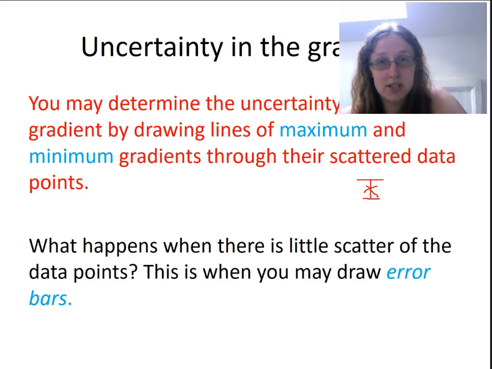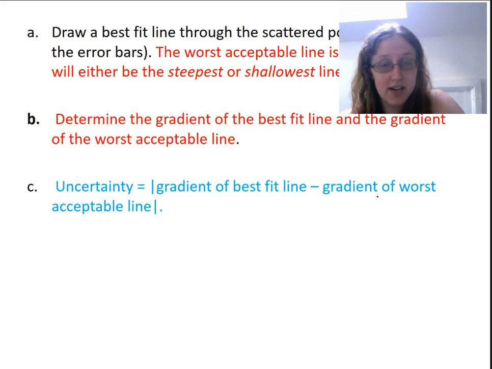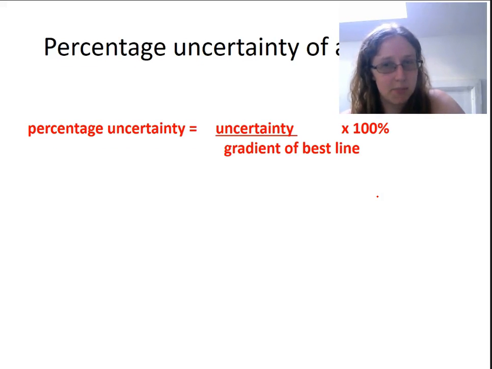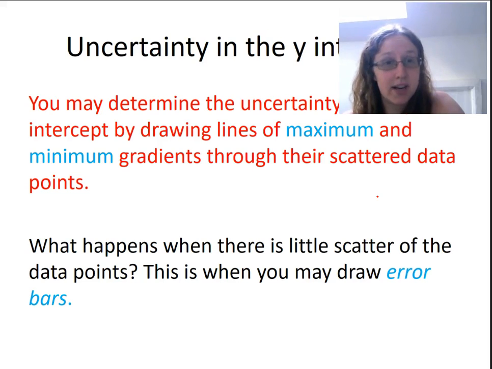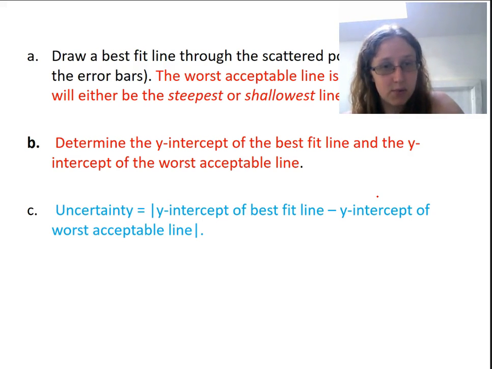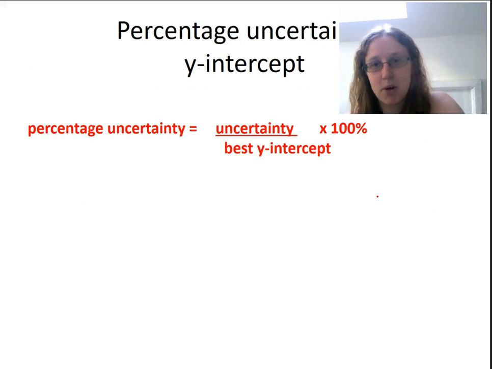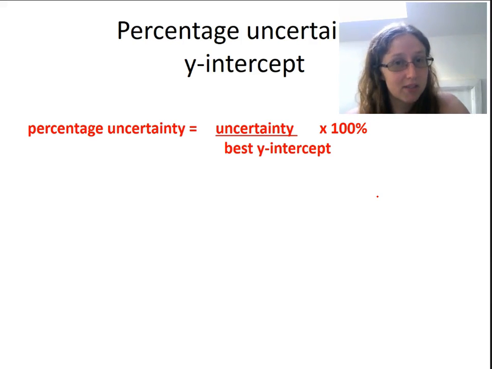So then once you've got your worst line on, you find the gradient of your worst line, and then the uncertainty becomes the gradient of the best line minus the gradient of the worst line, which you then put over the gradient of the best line. So the reminder is best minus worst over best times 100. And we can do exactly the same for the y-intercept. So we put our worst acceptable line on, we find the y-intercept from the worst line, we do the y-intercept of the best line minus the y-intercept of the worst line, and we put it over the y-intercept of the best line times 100. So best minus worst over best.